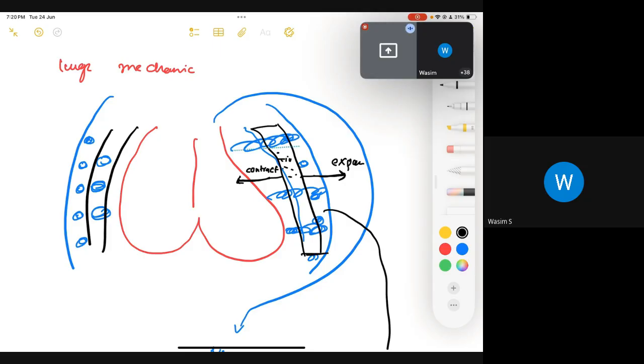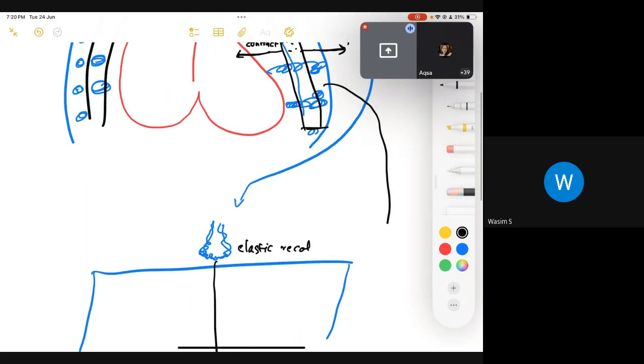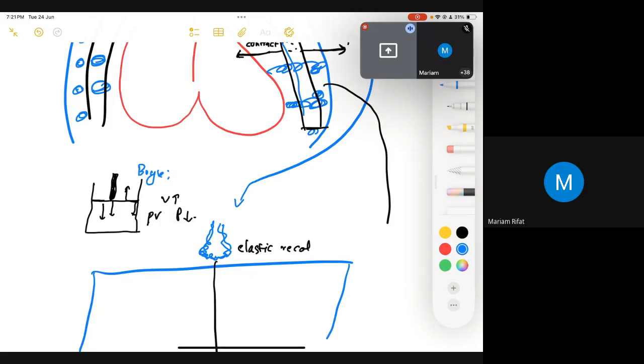If you remember Boyle's law from your chemistry lectures, you had a closed chamber and placed a piston on top of it. Once we pushed the piston downward, the pressure increased, right? As the volume decreases, the pressure increases. And as we pulled the piston upward, the volume increased and the pressure decreased, right? That was Boyle's law.